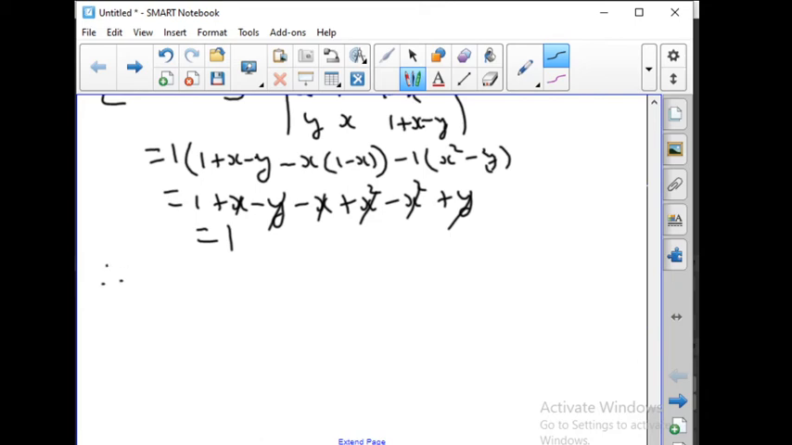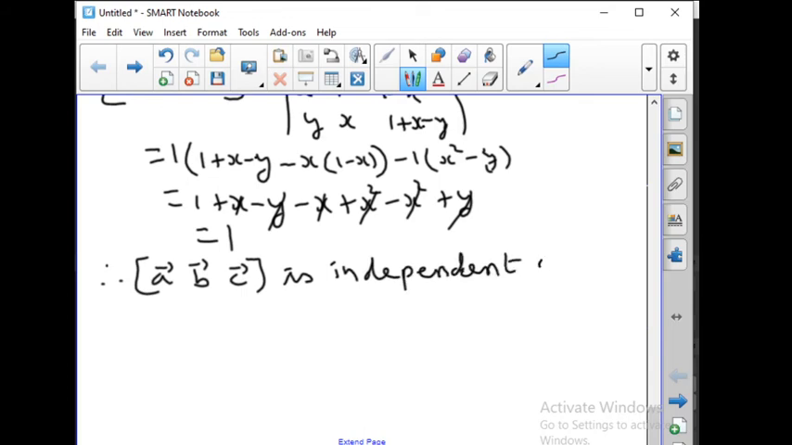Therefore, we say that the box product of A vector, B vector and C vector is independent of x and y. Or as it is given in the question, we can say that the box product of A vector, B vector, C vector depends on neither x nor y. Okay, next coming to question number 9.